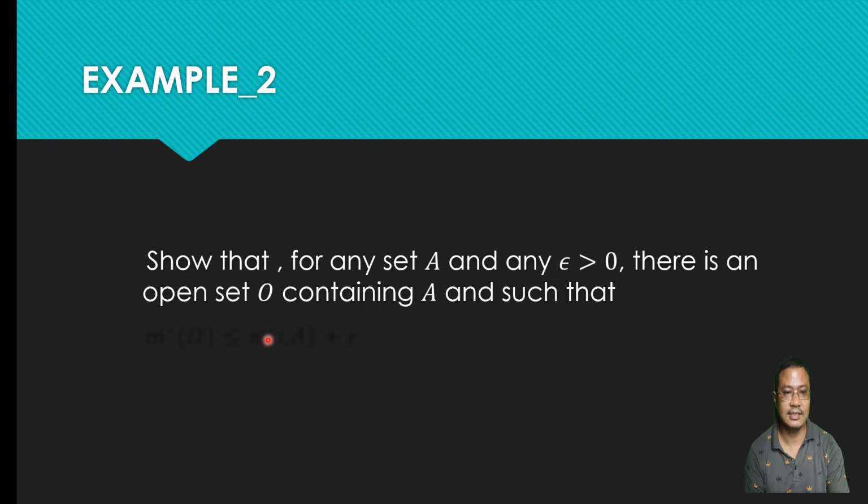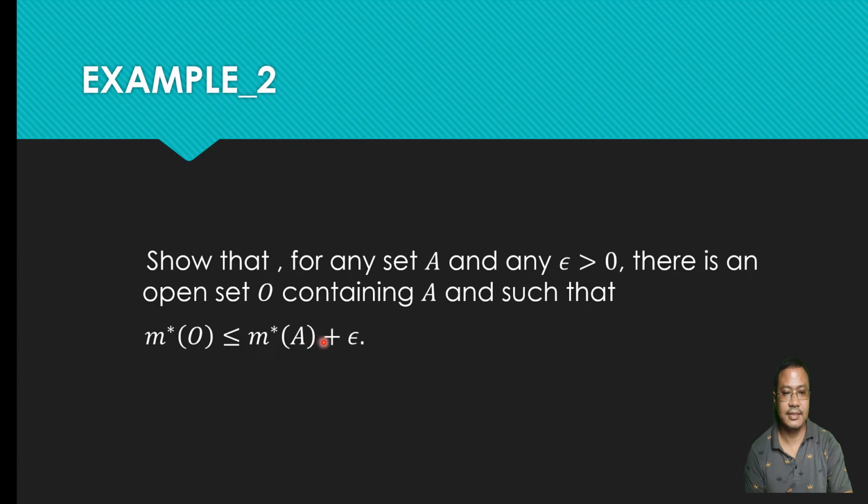Next is an important example. For any set A and any positive number epsilon, there is an open set O containing A such that this holds.